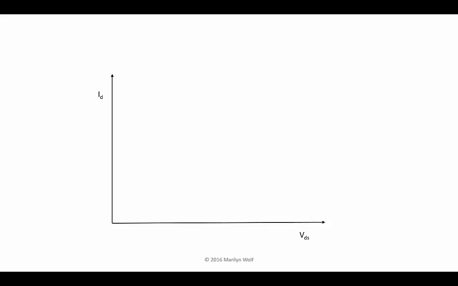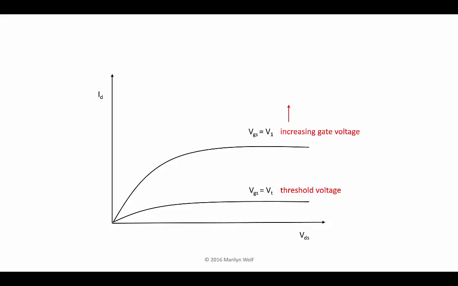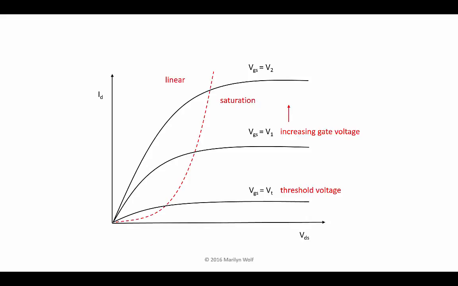Below the threshold voltage, the transistor does not conduct. I sub D is 0. At the threshold voltage, we get a small current. As we increase the gate to substrate voltage, we get a larger current, and we can see that the current saturates once the drain to source voltage goes beyond a certain value. Further increasing the gate voltage gives us more increase in the drain current. Here's the boundary between the linear and saturation region. We can see that it moves out as a function of gate voltage.